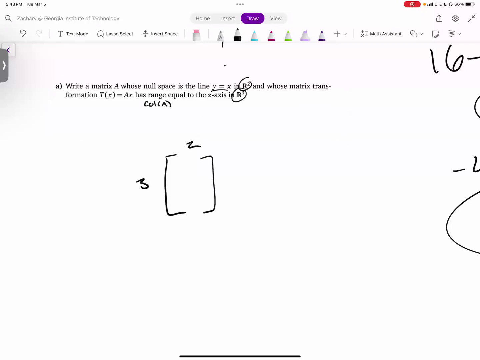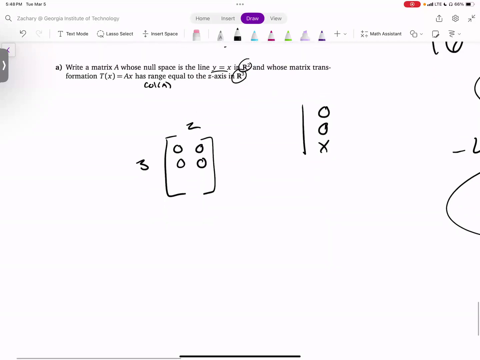And if the range is equal to the z-axis, that tells me that I must only be consistent for things that look like this, with some number in the bottom. So it tells me all 4 of these are 0, and we don't know what the bottom 2 numbers are yet. Since it's the z-axis, it has to be only consistent when we're solving for z's, or you can think of it as each column has to be on the z-axis as well. And to be on the z-axis, to have x equals 0 and y equals 0, z equals something.